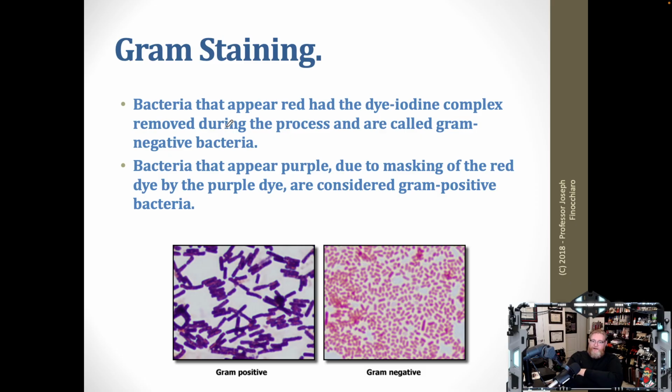Bacteria that appear red had the dye-iodine complex removed during the process and are called gram-negative. Bacteria that appear purple due to the masking of the red dye by the purple dye are considered gram-positive. All gram-positive and gram-negative means is some turn red and some turn purple. The ones that are purple, the dye stuck around. The ones that turned red, the dye left.